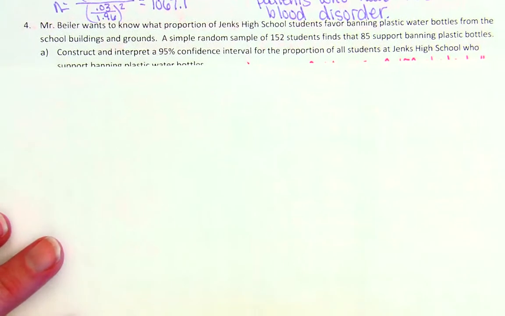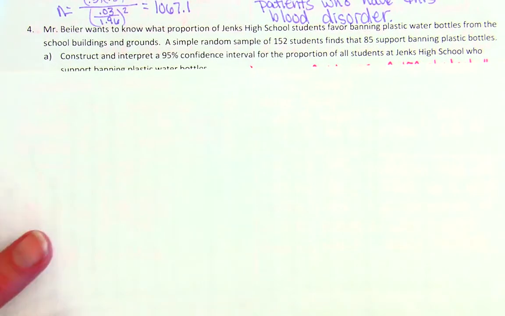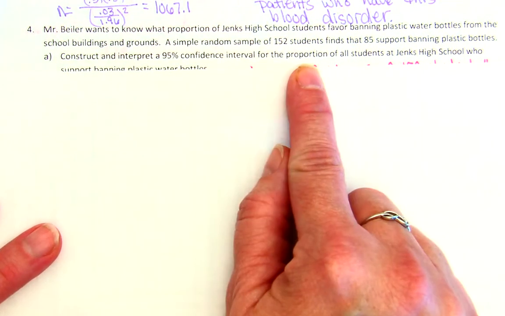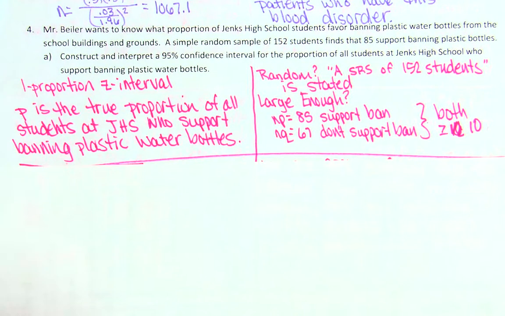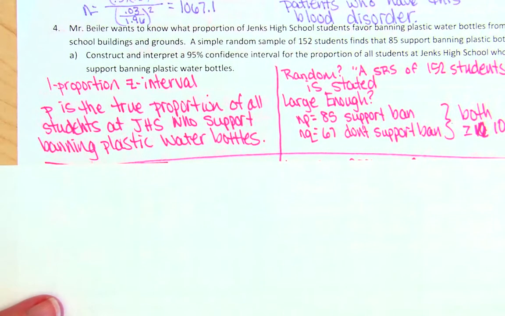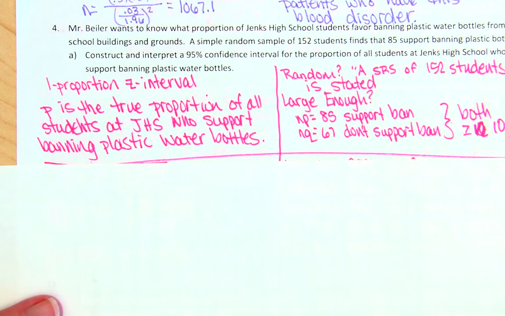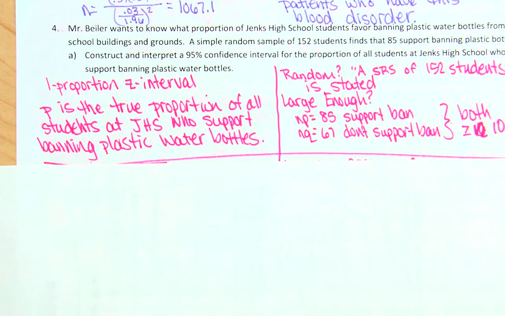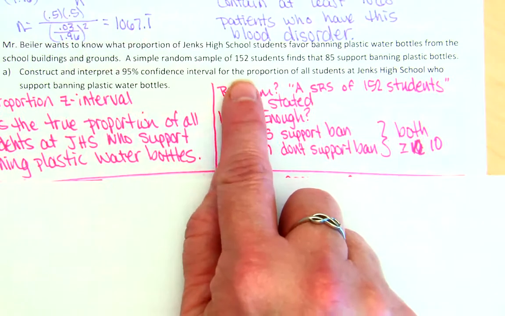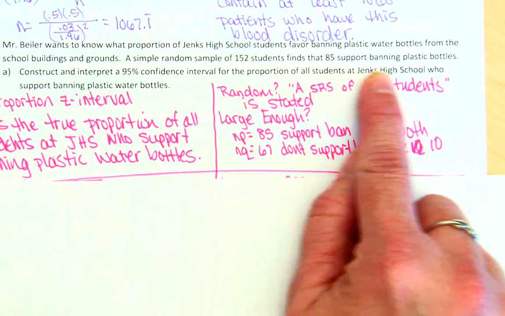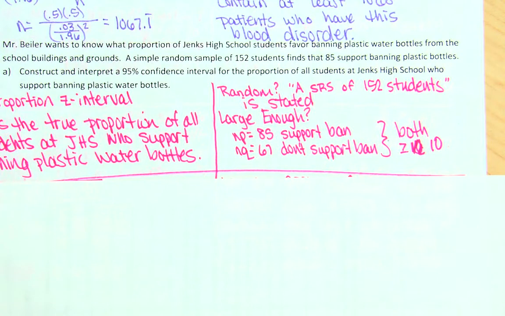Okay, then we get down to number 4. So now we're looking at a confidence interval for proportions. So now we're dealing with a z interval. So one proportion z interval or one sample z interval for proportions, either way. And then we have our definition of the parameter, which again, you can just go back up here, is the true proportion of all students, and it's right from the problem.